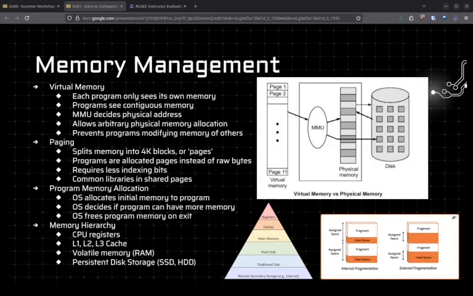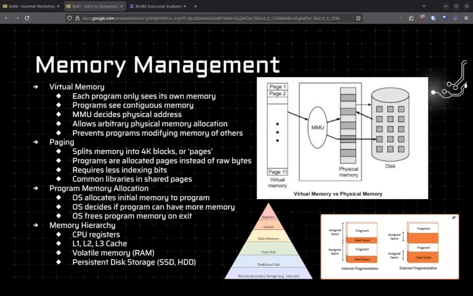Next up is memory management. Who here loves memory? Memory, as you probably know, is very valuable in a computer, especially nowadays, and the operating system uses several methods to make sure that memory is used in the most efficient manner.